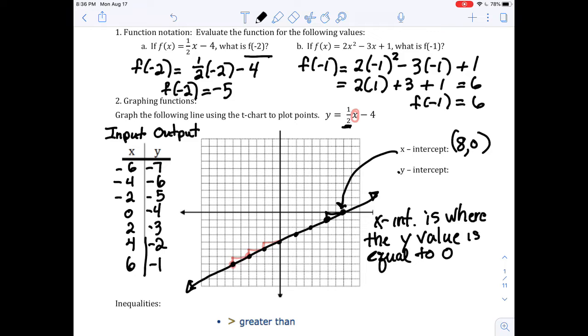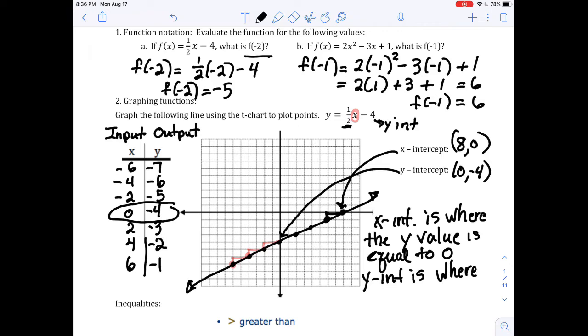Your y-intercept is where the x value is 0. Now, in the equation of the line, you might remember that that's your y-intercept. Like maybe you remember that from prior math. Okay, so the y-intercept here, and it also was in the table. See over here in the table? So the y-intercept is 0, -4. The y-intercept is where the x value is 0.